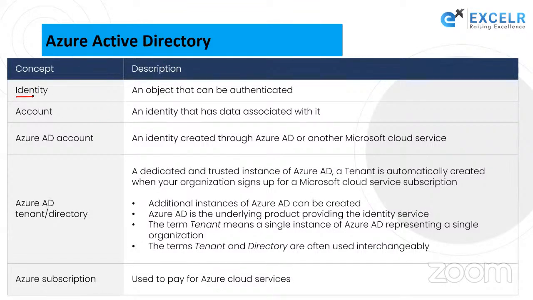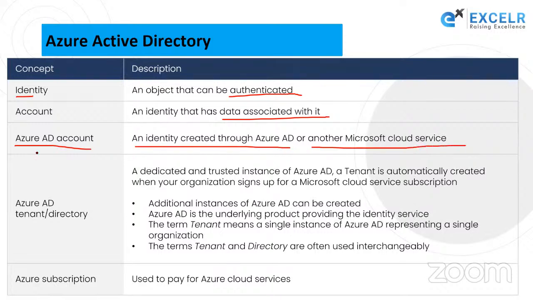What is identity? Identity is nothing but an object that can be authenticated. That is an identity. What is account? An identity that has data associated with it is called an account. So you have to create an account within your Active Directory, and you have to associate various data with it. Then, what is an Azure AD account? An identity created through your Azure AD or other Microsoft cloud services is called an Azure AD account.